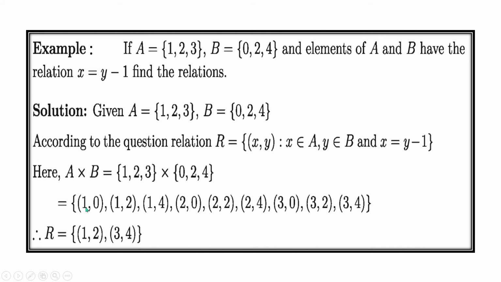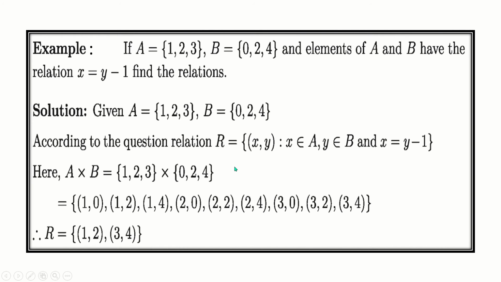When we take x equal to 1 and y equal to 0, the right side will be 0 minus 1, which is minus 1. Left side 1, right side minus 1. That is not correct. Again, when I put x equal to 1, y equal to 2, this is satisfied. When x equal to 1, y equal to 4, that means 4 minus 1, which is 3. Left side 1, right side 3. This is not correct. Clear? So these are the required relations.